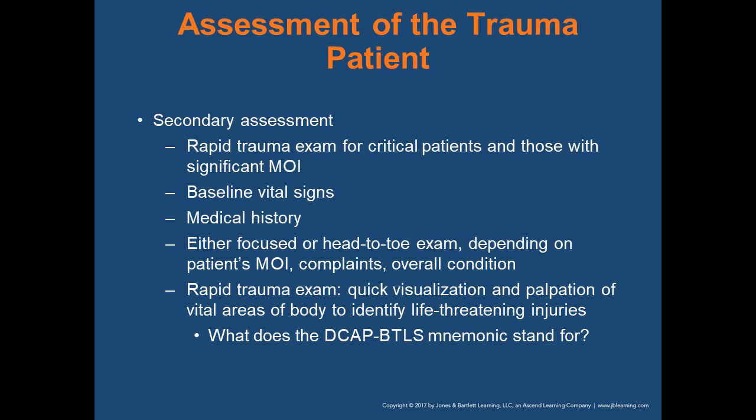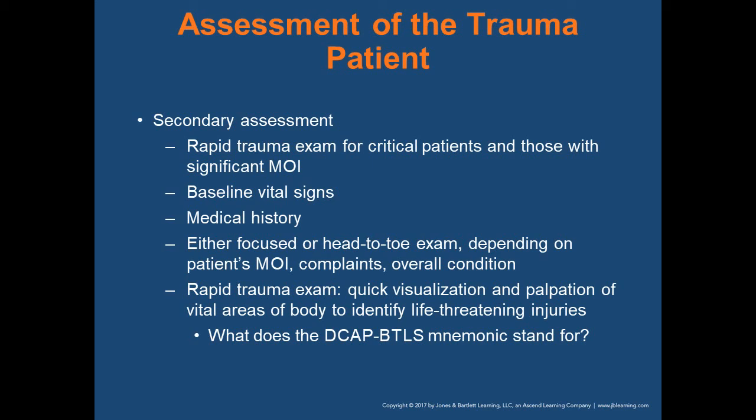So our secondary assessment, we have our rapid trauma exam for the critical patient and those with significant mechanism injuries. We do our baseline vital signs so that we can initiate our trending of vital signs. Medical history as best we can obtain, either from the patient or from bystanders, and then either focused or head-to-toe exam depending on the patient's mechanism of injury, complaints, and overall condition. Focused exam means they fell and broke their arm, that's the MOI, so you focus on that, doing just a brief overall assessment.